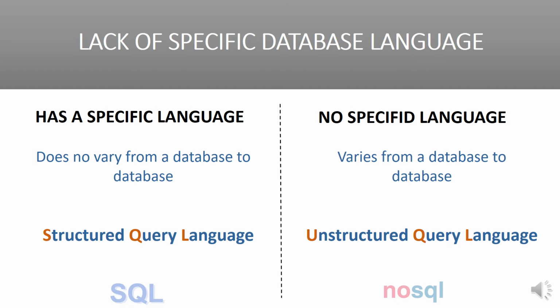Instead, it uses various language commands from one database to another. NoSQL database languages are not as well defined as in SQL. For that reason, it is also known as unstructured query language. For example, MongoDB uses an unstructured query language to manipulate data, and the MongoDB document should be specified by various properties.